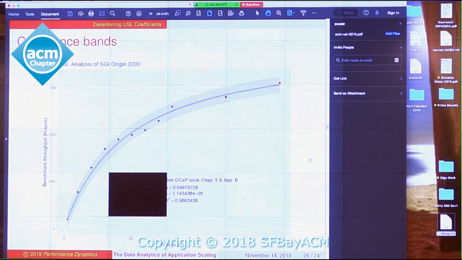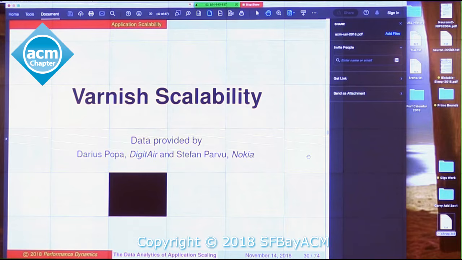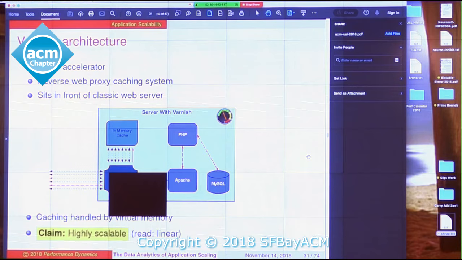So let's look at some real examples now. So this is some data that was provided to me to do with an application called Varnish, which is essentially an HTTP accelerator. And the idea is that it caches requests, HTTP gets, and so forth, to improve performance and scalability.